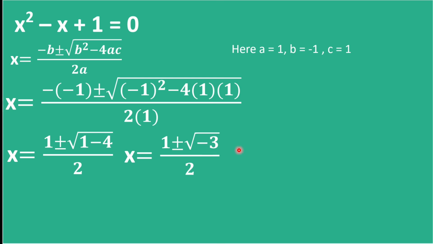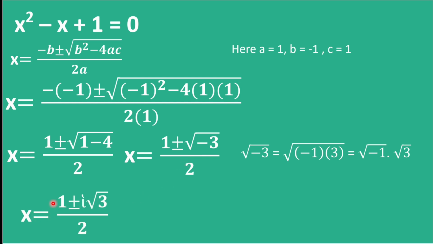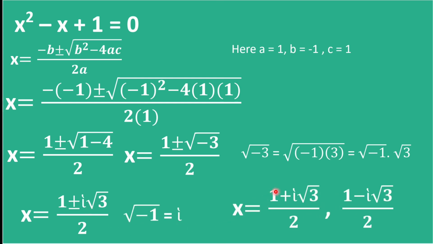And then this square root of minus 3 can be written as iota under root 3. So the value will become x equal to 1 plus minus iota under root 3 divided by 2, as this square root of minus 3 equals iota under root 3. And now we can write these two values separately. So we can write x equal to 1 plus iota under root 3 divided by 2 and 1 minus iota under root 3 divided by 2.